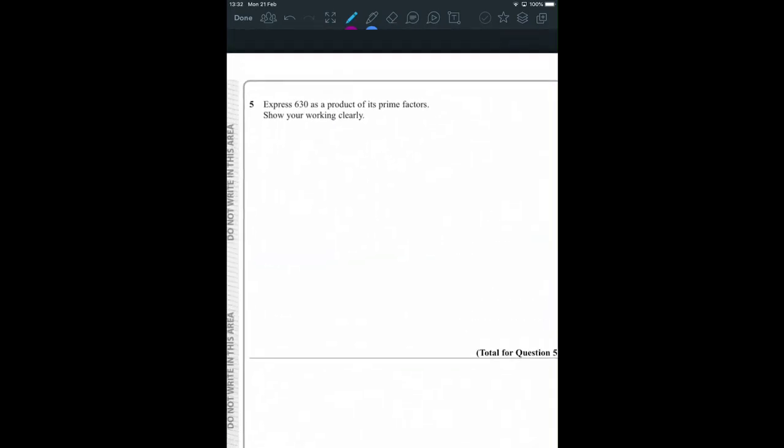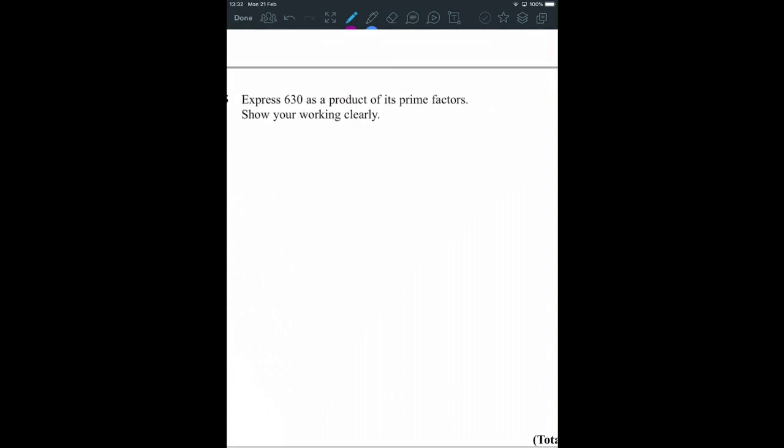Question 5, express 630 as a product of prime factors. 630. Lots of ways to split this. Let's go 63 and 10. Let's then split further. 63 becomes 7 times 9.